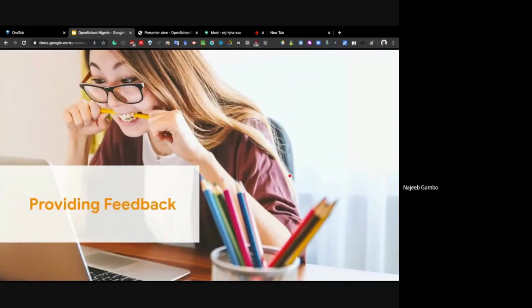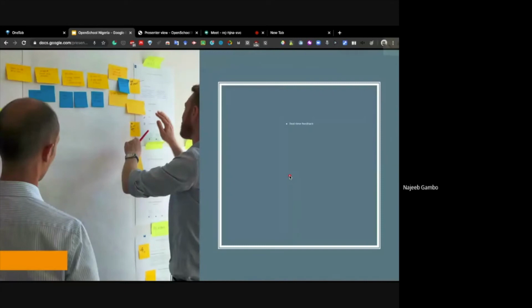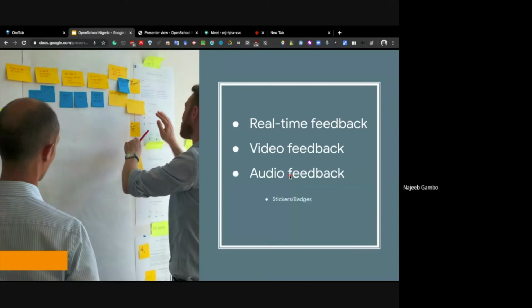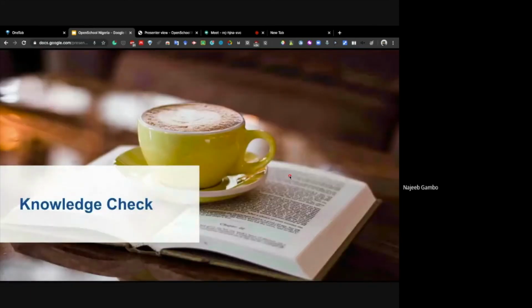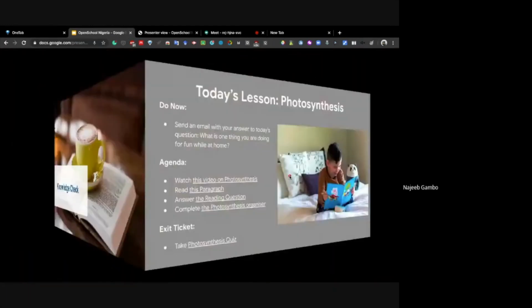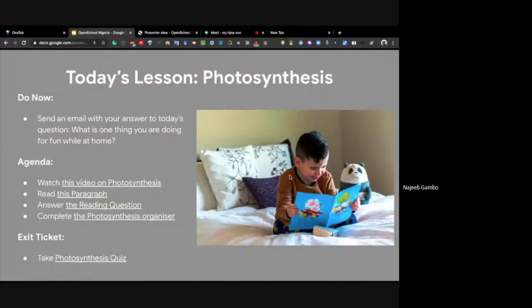Then we need to provide feedback to the students, since we are not seeing them face to face. So how can we provide feedback to them? There are technologies that will allow you to provide real-time feedback, video feedback, audio feedback, speakers and badges. They are all these kinds of things. Let me just give you a simple example when we talk about teachers teaching.